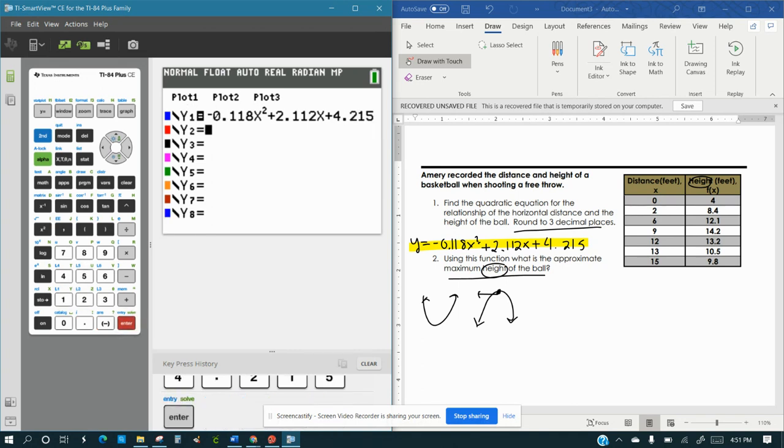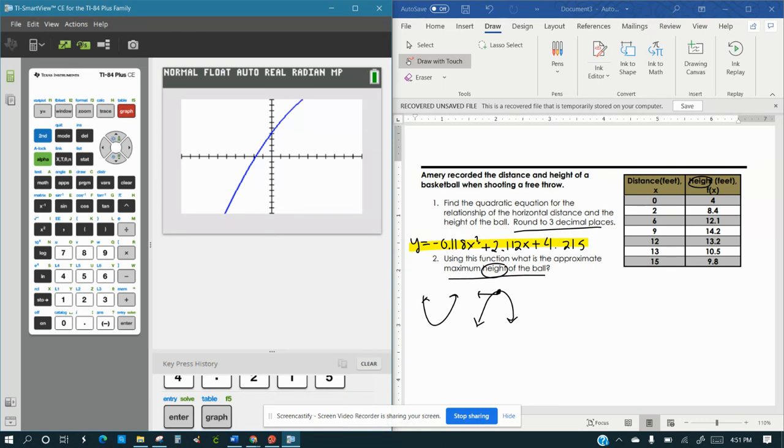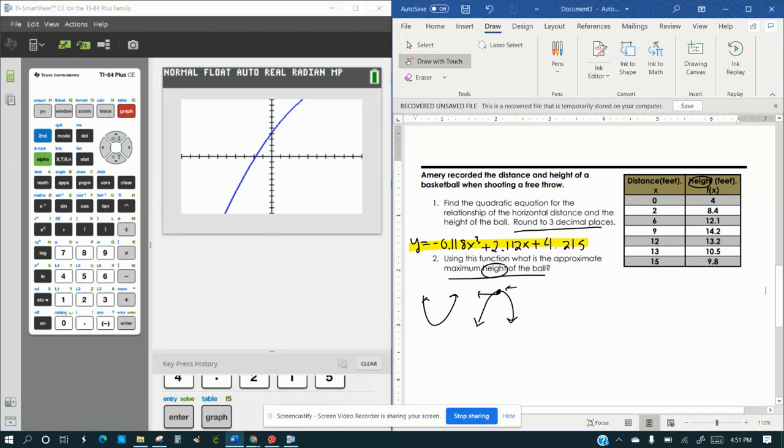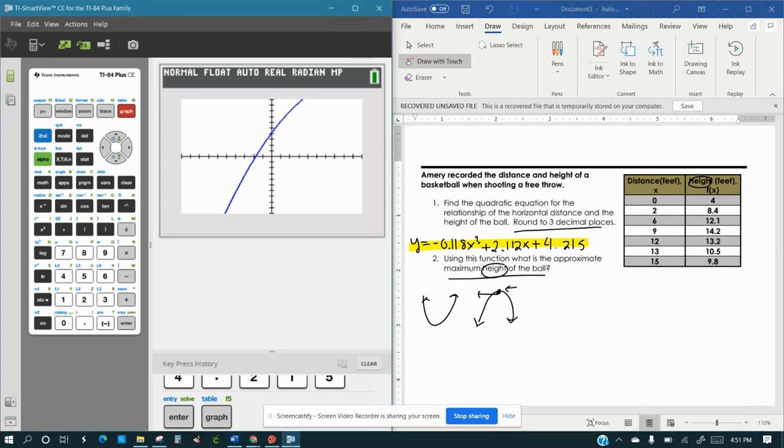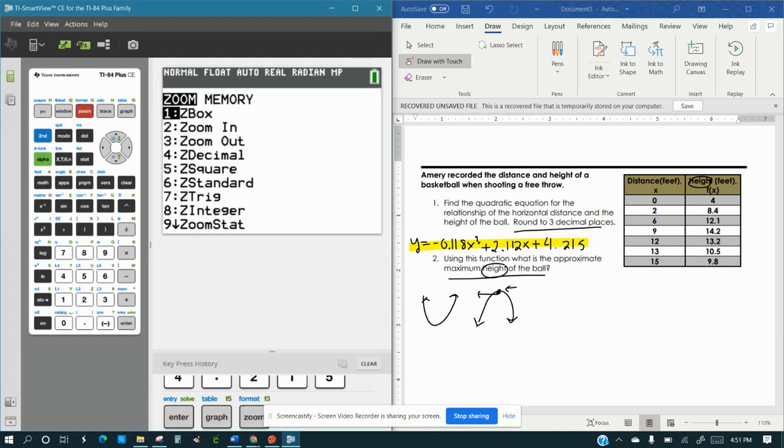I'm going to press enter, so that puts it in Plot 1. Now I'm going to press graph. So there's the graph of my quadratic. Now I need this top point here, but I can't see it on my window. That means I'm going to have to change my window a little bit. So we're going to do zoom, zoom out, number 3 for zoom out.